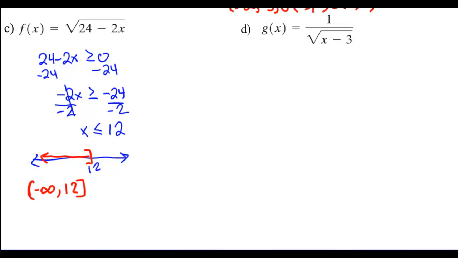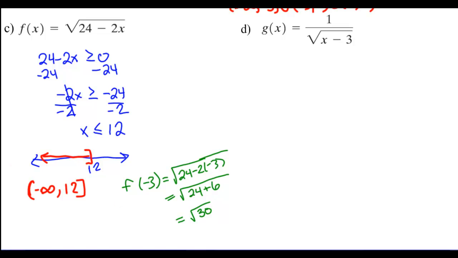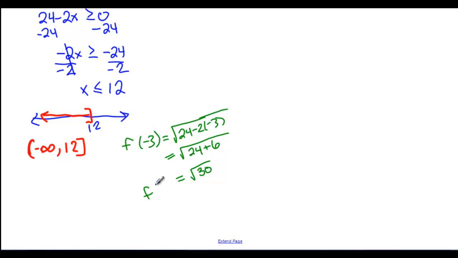So for instance, if we just want to look at a quick example, if we did f of negative 3, then that would be the square root of 24 minus 2 times a negative 3. So that's going to be the square root of 24 plus 6, which is going to be the square root of 30. And that would be our answer. So f of negative 3 would give us the square root of 30. So there's where we're plugging in a negative value, and we're getting a perfectly good answer.